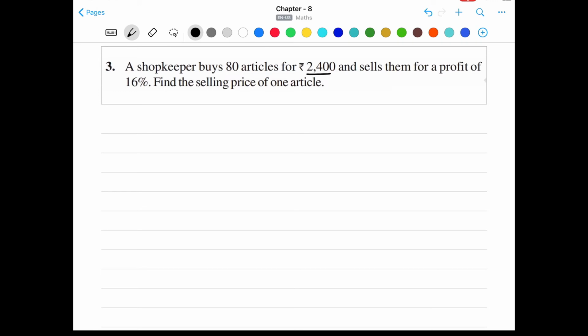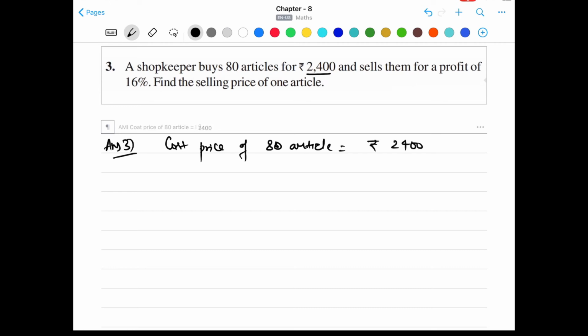Okay, so let's start. Answer number 3. What we have here is the cost price of 80 articles is equal to rupees 2,400.